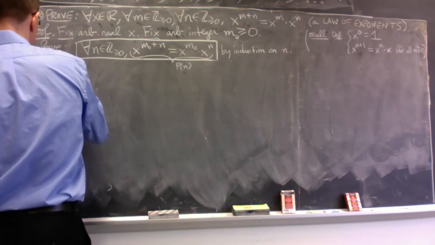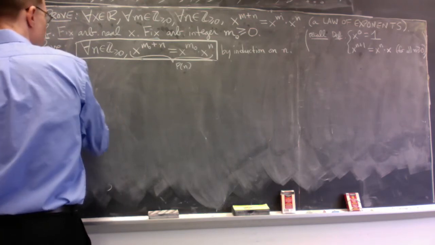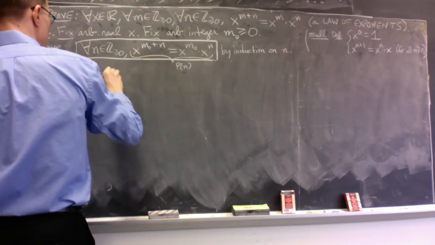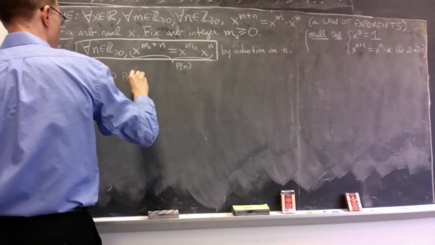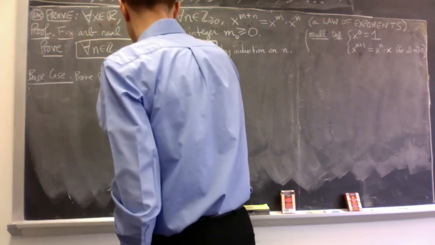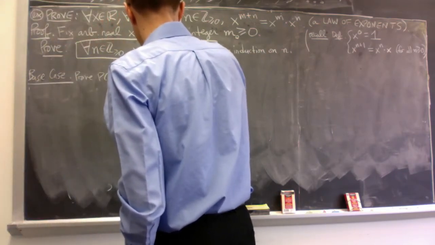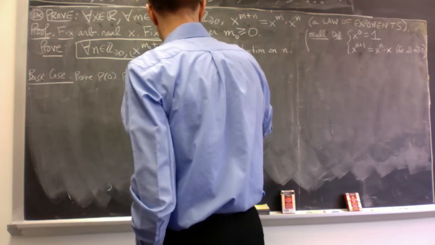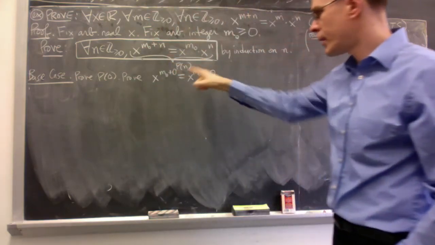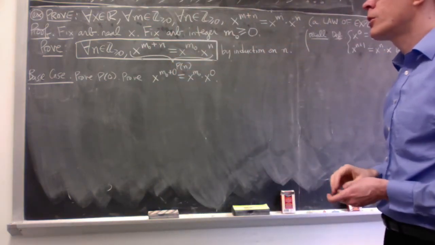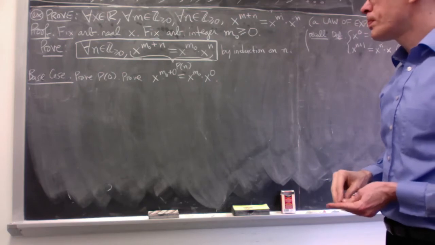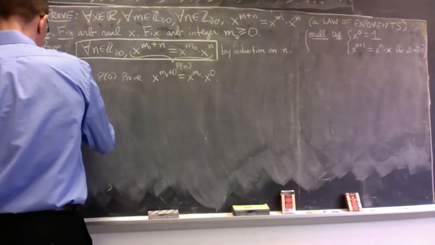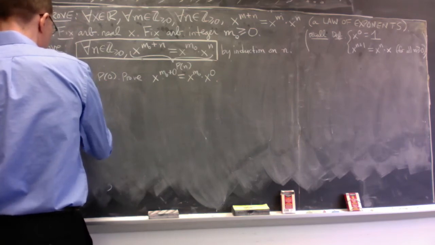So the base case is, well, we have to prove P of 0. In other words, we have to prove that x to the m naught plus 0 is equal to x to the m naught times x to the 0, replacing every n by 0. Okay, so there's a goal that we have to deal with. And, well, let's see. Let's calculate both sides separately.